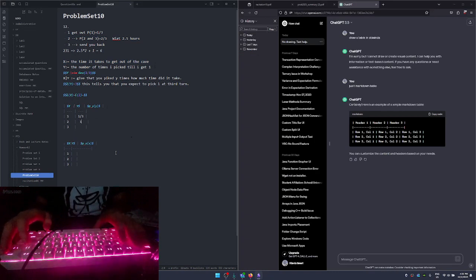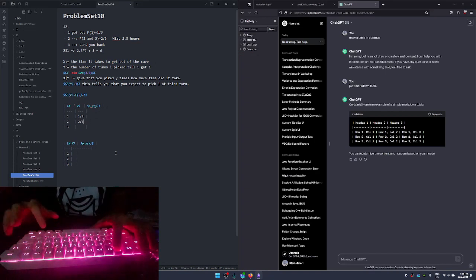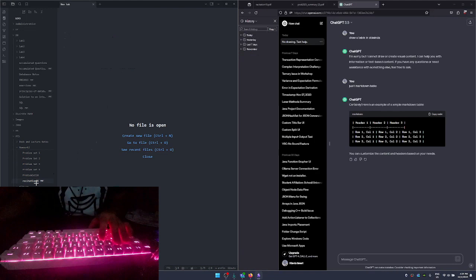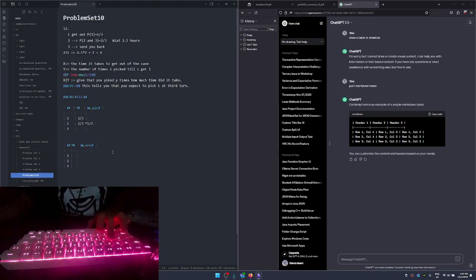I have 1 over 3, and then I get something else, like 2 over 3 times 1 over 3. It's just geometric, right? It doesn't matter. Yeah, it's just a geometric thing, and dot dot dot.